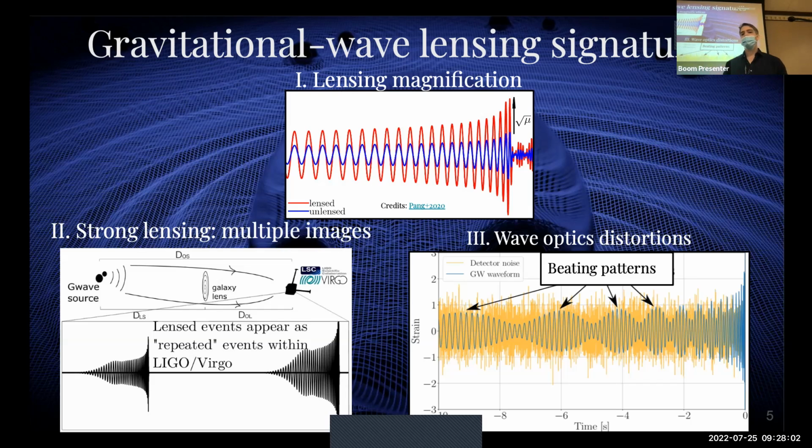The third possibility is wave optics distortion. What we're asking here is, could it be that some of the gravitational waves that we've seen have gone through a field of microlenses or millilenses, in which case the waveform would be modified like this, so that they have beating patterns in the gravitational wave waveform? So these are the signatures that we're looking for.